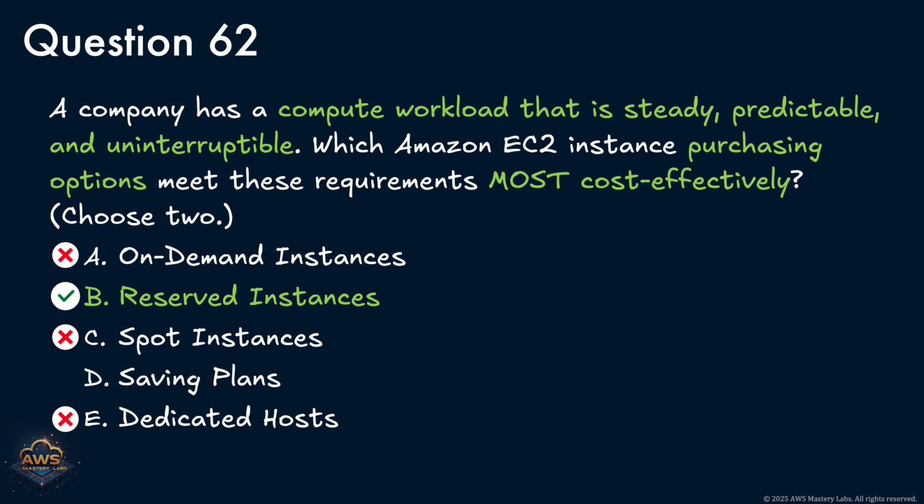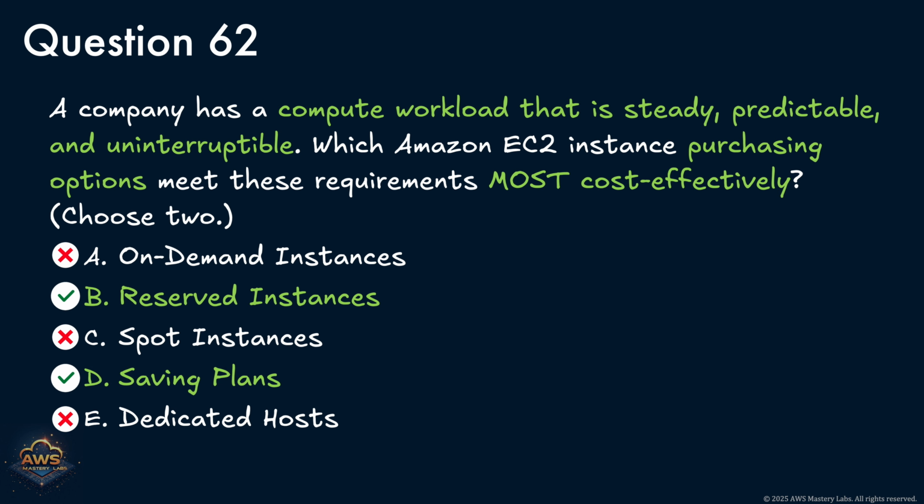Option B. Reserved instances. Reserved instances are perfect for predictable, steady workloads. They allow you to reserve capacity in a specific availability zone and offer significant discounts, up to 75% over on-demand pricing. They come in 1-year or 3-year terms and can be paid fully, partially, or monthly. This makes them ideal when you know your long-term compute requirements. Correct, because reserved instances deliver deep discounts for predictable, long-running workloads.